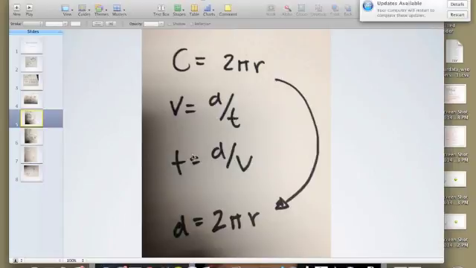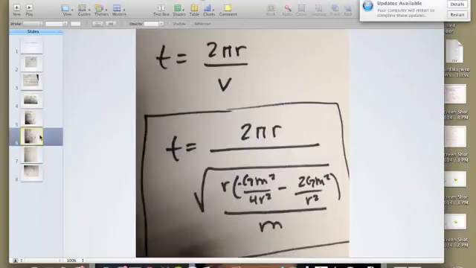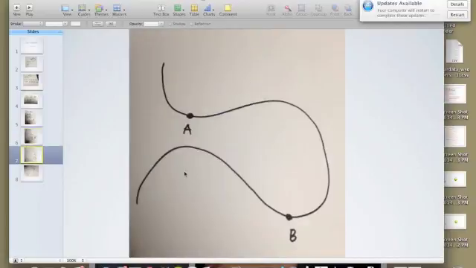We're solving for time. We know that velocity equals distance over time, and time equals distance over velocity. The total distance that we travel is our circumference, our 2 pi r, as we get right here. And if we know that time is equal to 2 pi r over the velocity, we can get our final answer just by putting 2 pi r over velocity.